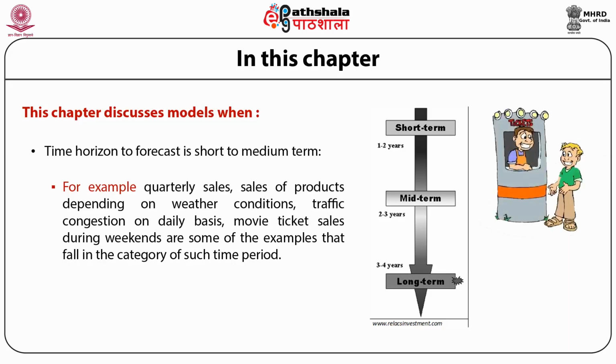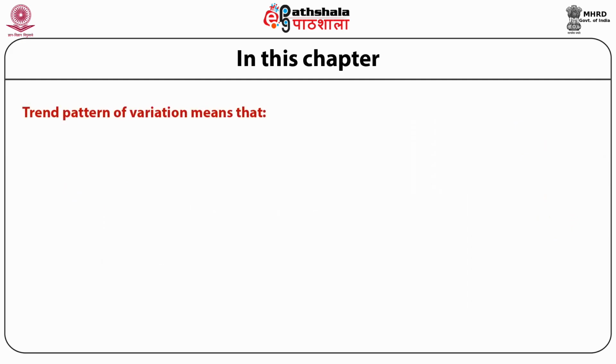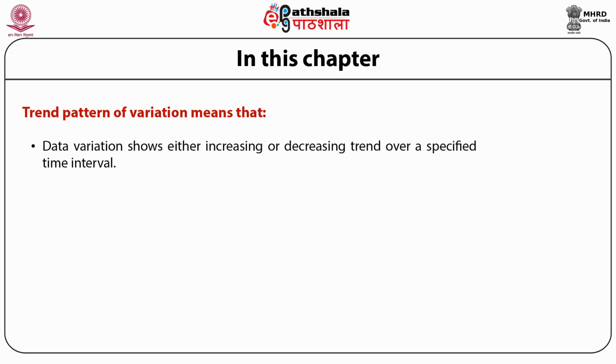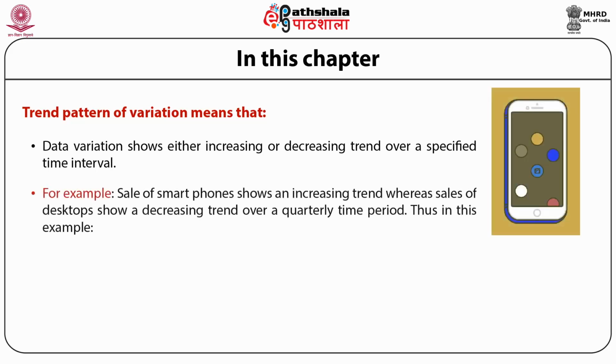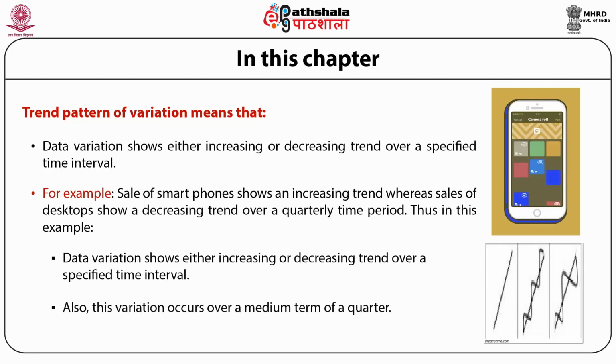During such time period, demand variation shows either trend pattern or seasonal pattern. Trend pattern of variation means that data variation shows either increasing or decreasing trend over a specific time interval. For instance, sale of smartphones shows an increasing trend, whereas sales of desktops is showing a decreasing trend over a quarterly time period. Thus, in this example, data variation of smartphones is increasing, where that of desktops is decreasing. Also, this variation occurs over a medium term of a quarter.